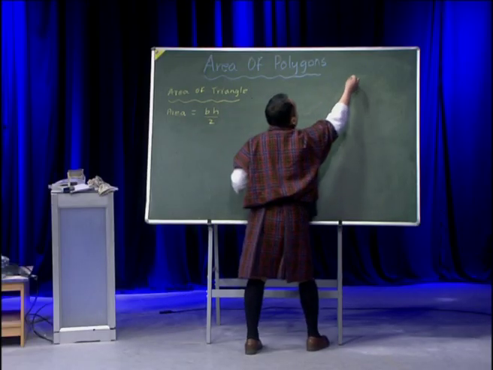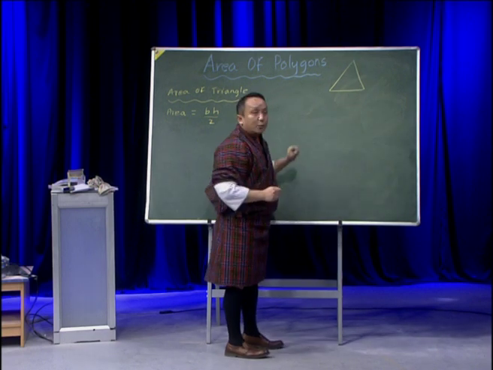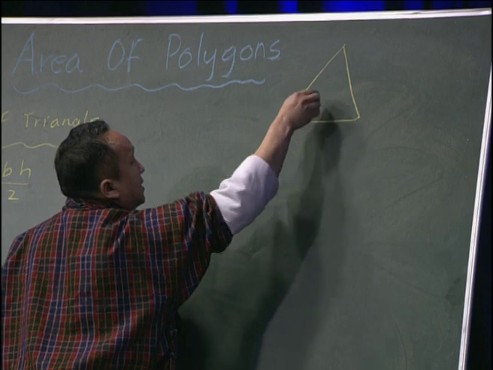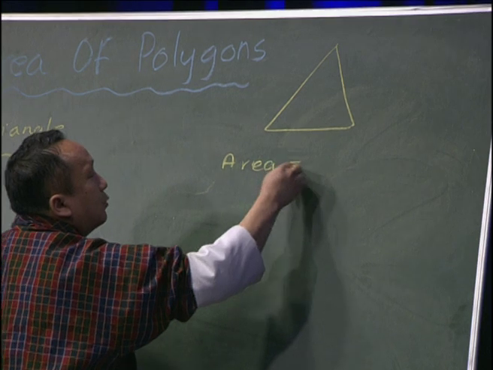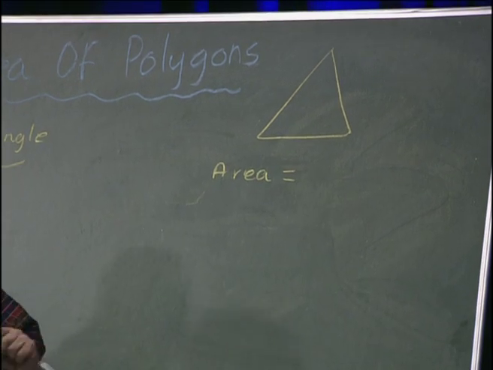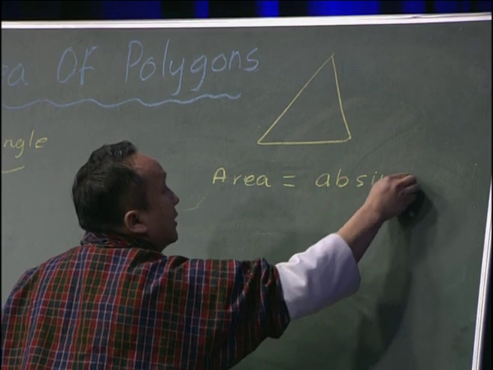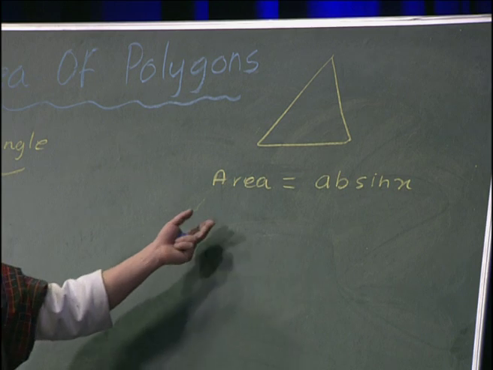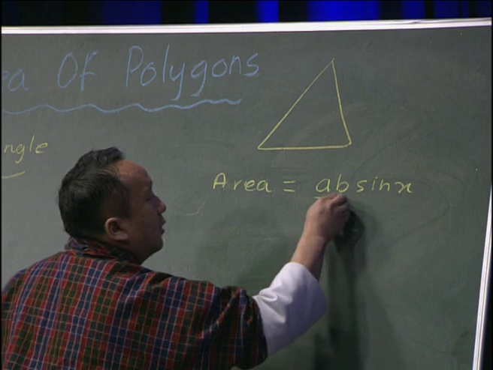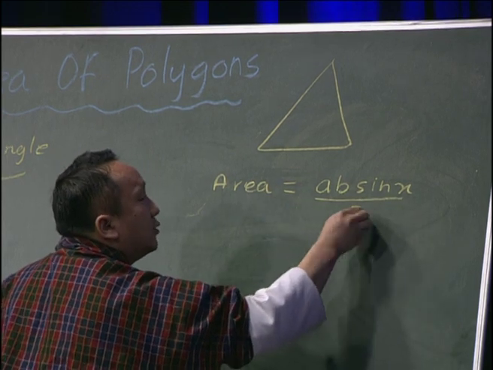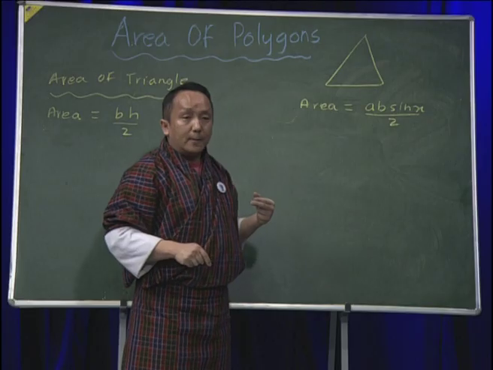Now if you look at this triangle, if height is not provided, now let's say we have these sides. If height is not provided, what is the area of parallelogram when height is not given and when the angle is given between the sides? It is AB sine x. This is the area of parallelogram. Now we are finding the area of triangle. We know that it is half of the area of parallelogram. So divide the area of parallelogram by 2, and this becomes the area of triangle when height is not given.